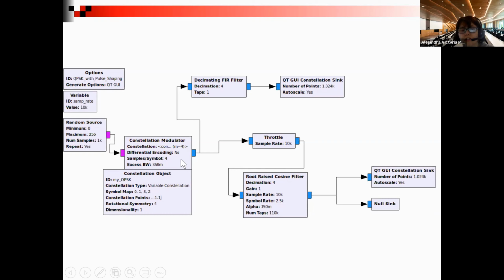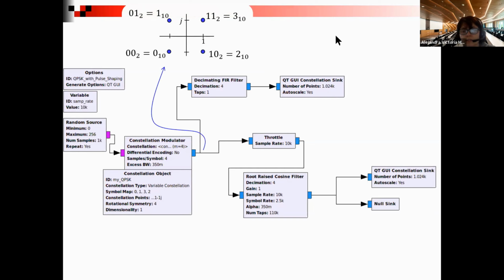Then we have the constellation modulator. The constellation modulator is going to use the QPSK. It's going to map each one of these values to these constellation points. So for example, 0 is going to be mapped to -1 minus j, 1 is going to be mapped to -1 plus j, 3 is going to be mapped to 1 plus j, and 2 is going to be mapped to 1 minus j. And we're giving the instructions to the constellation object to set up these constellation points. And again, we said here that the constellation modulator was going to use 4 samples per symbol with a root raised cosine filter.